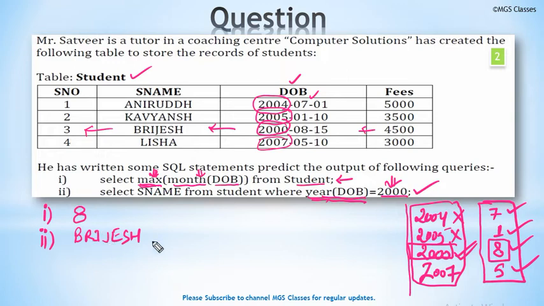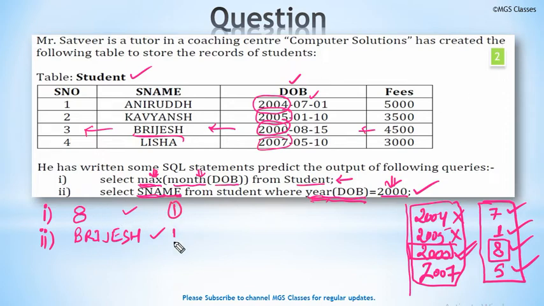You got it or not? First you need to know what is the output of the year function. The year function will extract the year from the date of birth, and it should be equal to 2000. So for which student is it equal to 2000? It's Bridges. So we have to print the S name column value. So the S name column value here is Bridges. So the output is Bridges. So this is the 2 mark question.